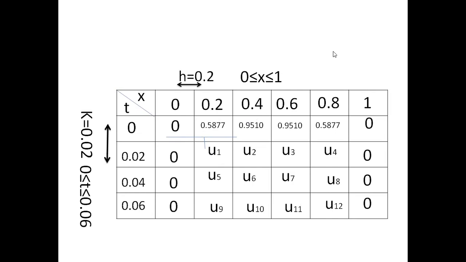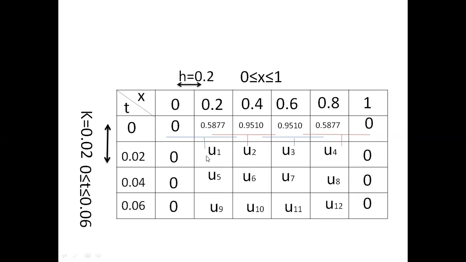Similarly, how to find out the u2 value? In the case of u2, this is the left term, this is the right term, and this is the middle term. So you have to apply that formula and find out the value of u2. Yes. So for u3, this is the left term, right term, middle term. Then apply the formula and find out the u3 value. Similarly, we have to find out the u4 value.